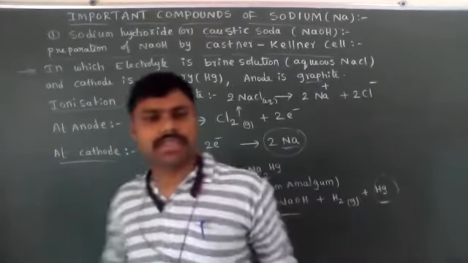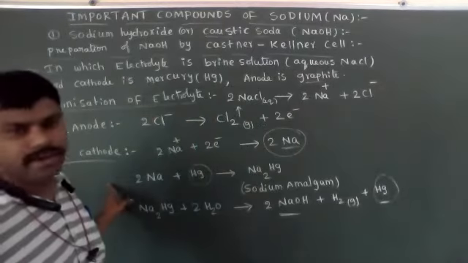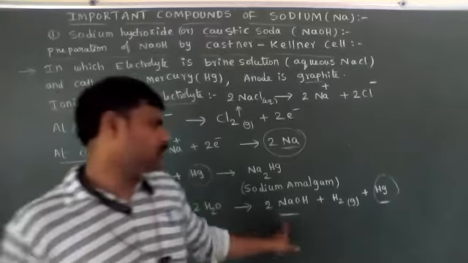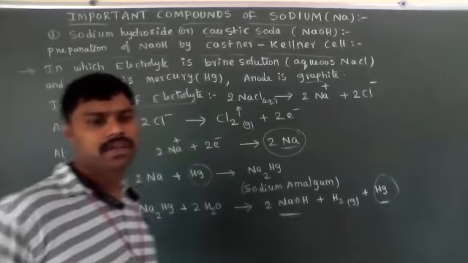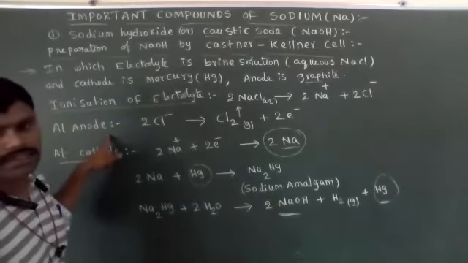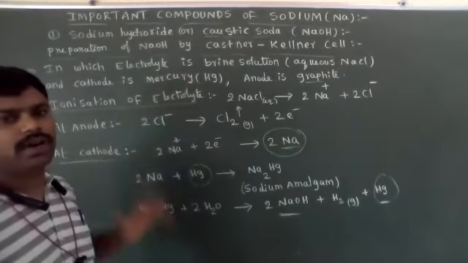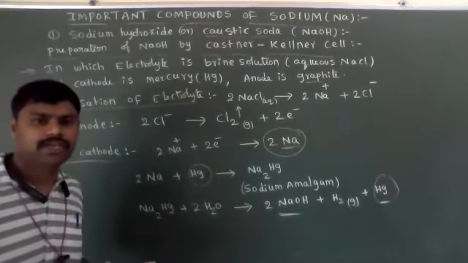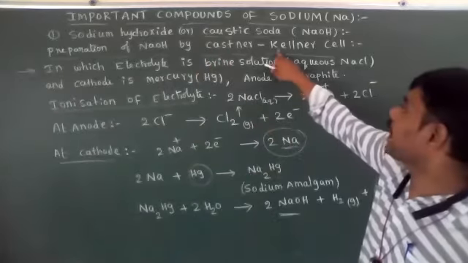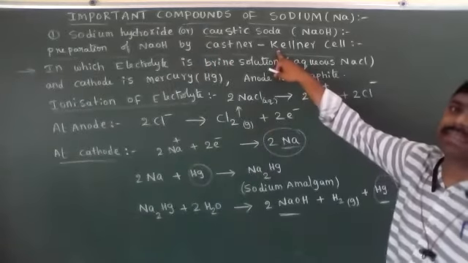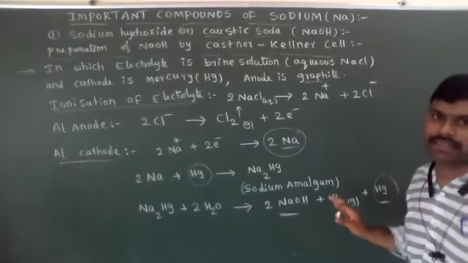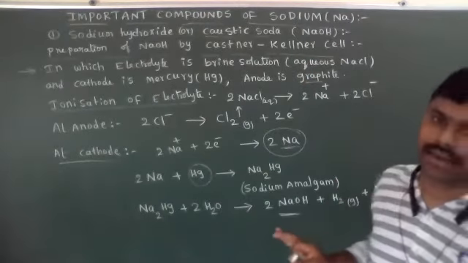Okay, so in this method we have prepared sodium hydroxide. The sodium hydroxide is formed at the cathode. At the cathode, sodium hydroxide and hydrogen gas are formed. So in this method the cathode is mercury, the anode is graphite, and the electrolyte is sodium chloride, NaCl. Okay, students, this method is named the Kastner-Kellner process. It is very, very important. It is compulsory, as it is asked in 3-mark questions.